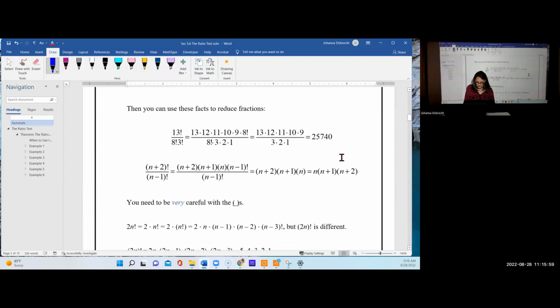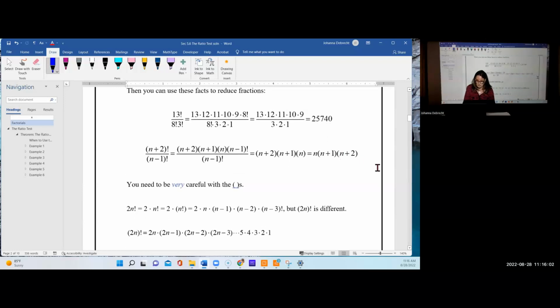And you can see here that we have some examples of how you can use stripping out factors at the beginning to reduce fractions. So we're going to start with something that's just numbers instead of working with the variable n. So we're going to start with 13 factorial over 8 factorial times 3 factorial. Now, factorials also come up a great deal in probability and statistics. So combinatorics and probability, they're just all over the place in those formulas. So you see them there a lot as well.